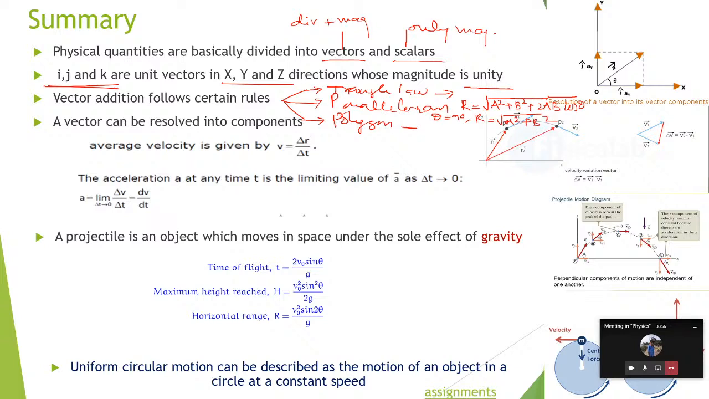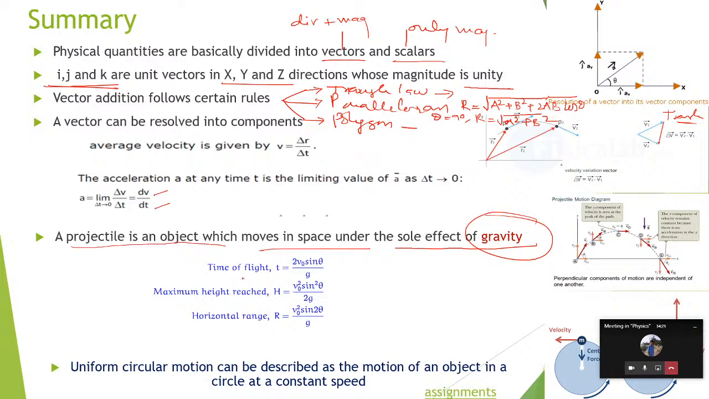Okay, so this is the triangle law, and from this we can get the parallelogram law. Then average velocity is dr by dt. Then acceleration is defined as change in velocity divided by time. Then a projectile is an object which moves in space under the sole effect of gravity.